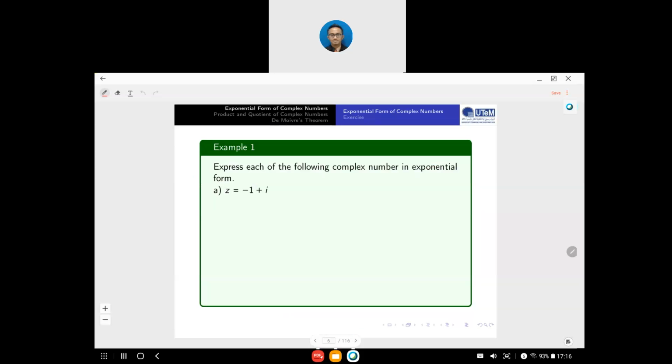Now, look at the example. Express each of the following complex number in exponential form. So, when you have z equal to -1 plus i, first of all, you need to know this complex number belongs to which quadrant. And then you need to find what is r, what is theta. We know that this one is in the second quadrant, because your x is negative and then your y is positive. So dia duduk kat sini, second quadrant.